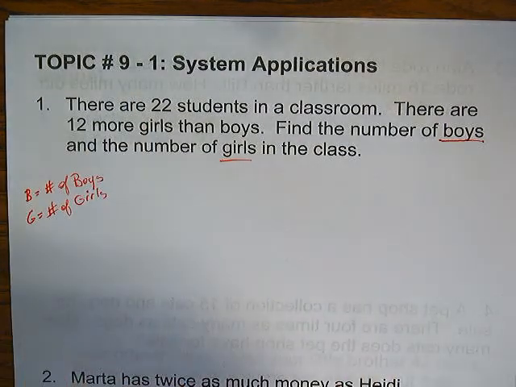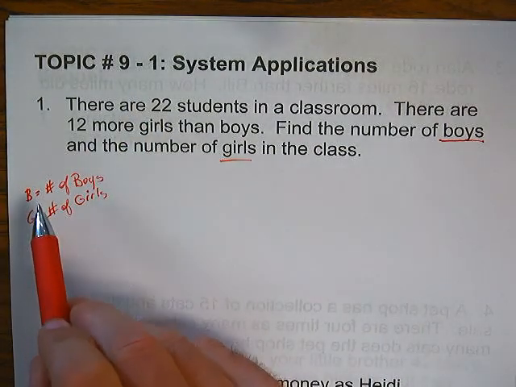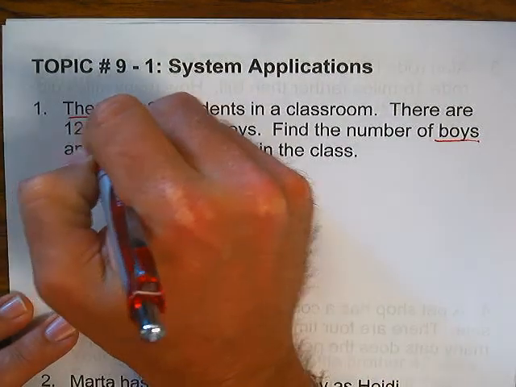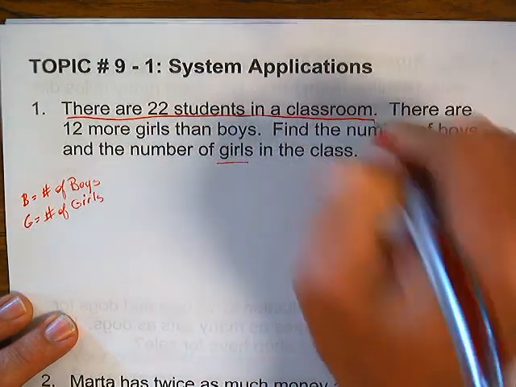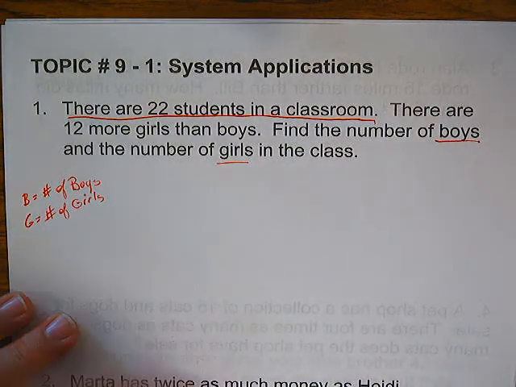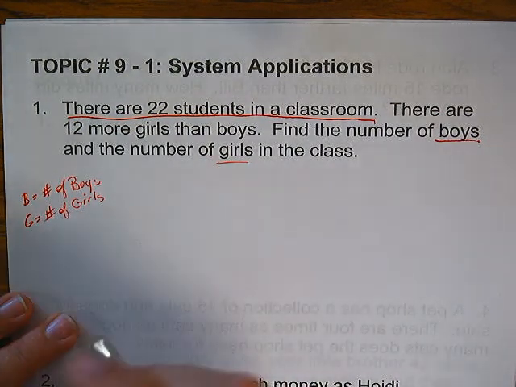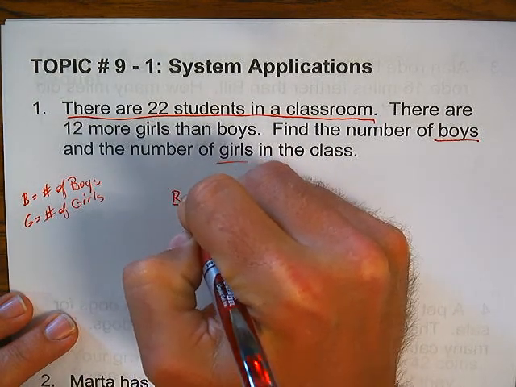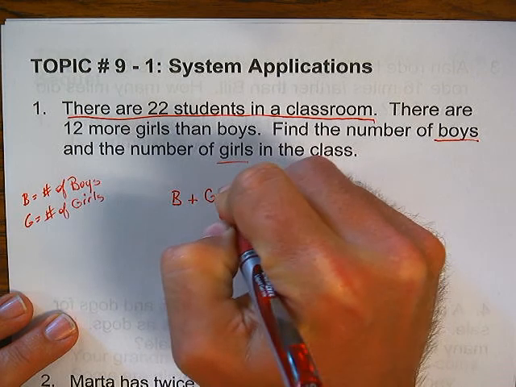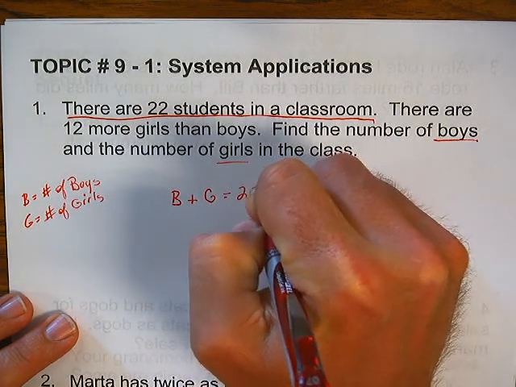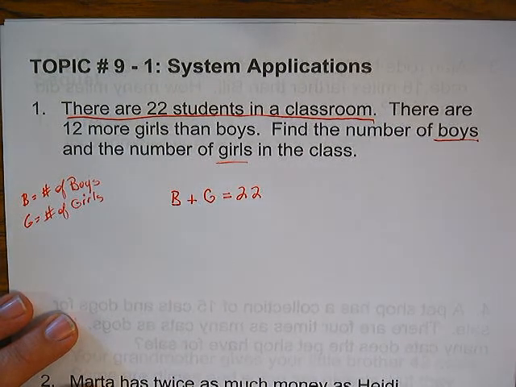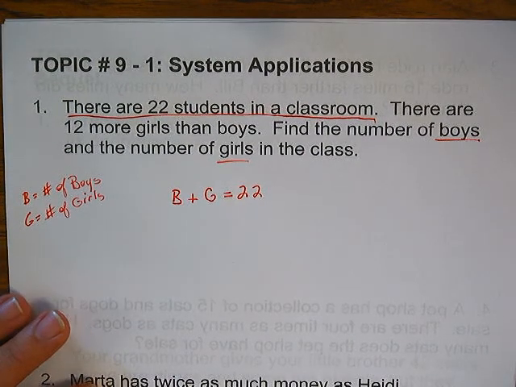Now, each of my two equations is going to have a B and a G in it. Okay? Now, with the first sentence, there are 22 students in a classroom. Using a B and a G, how would I write that sentence? How about the number of boys plus the number of girls equals 22? Using a B and a G, that's how I say there are 22 students in the classroom.